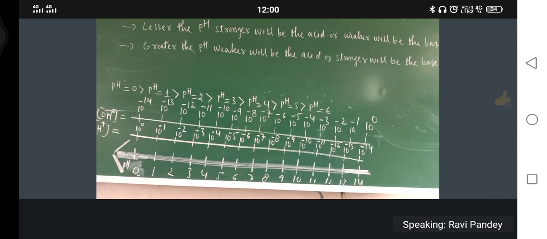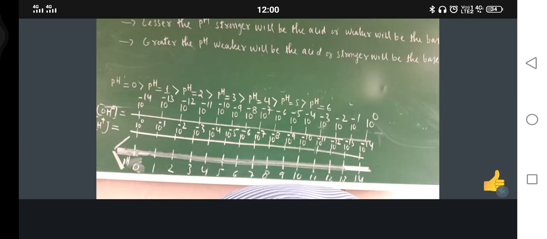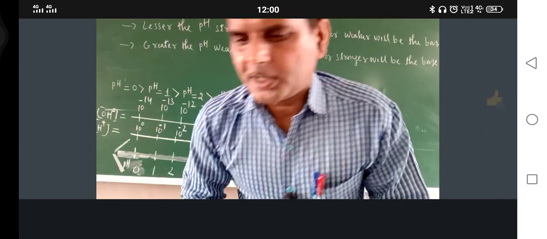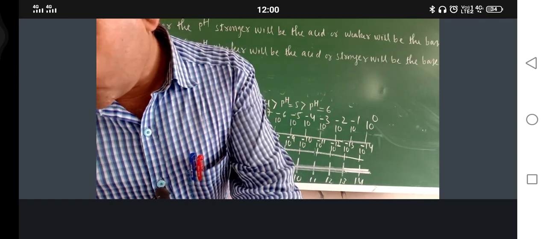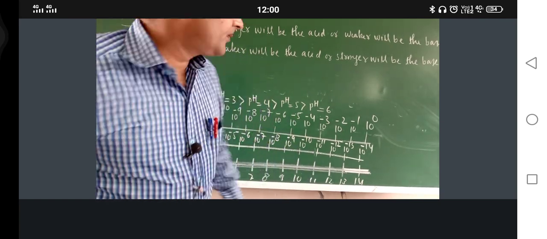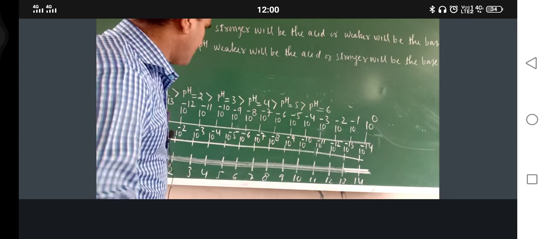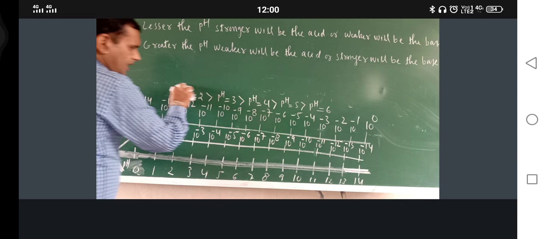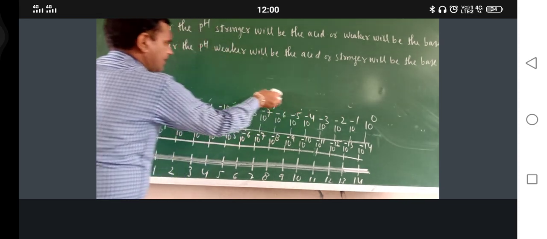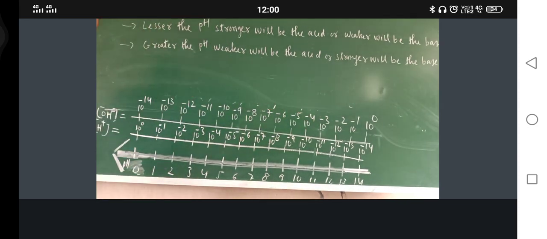And now just see. Some more conclusions are there. You should write that one conclusion also. If pH is between 0 to 3, just see. Here in the box you should write. Just create one box.